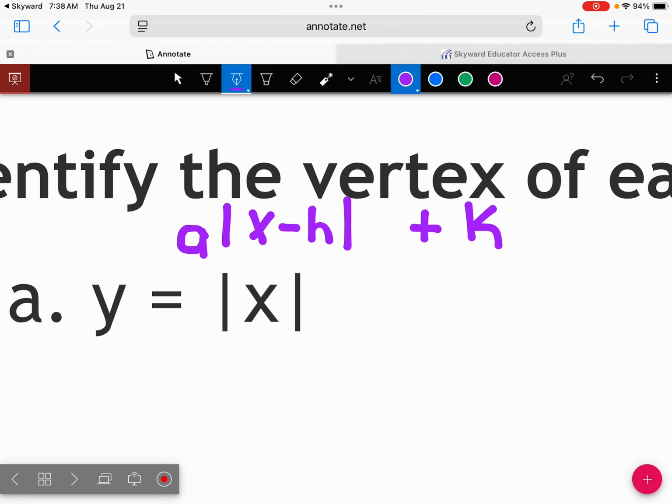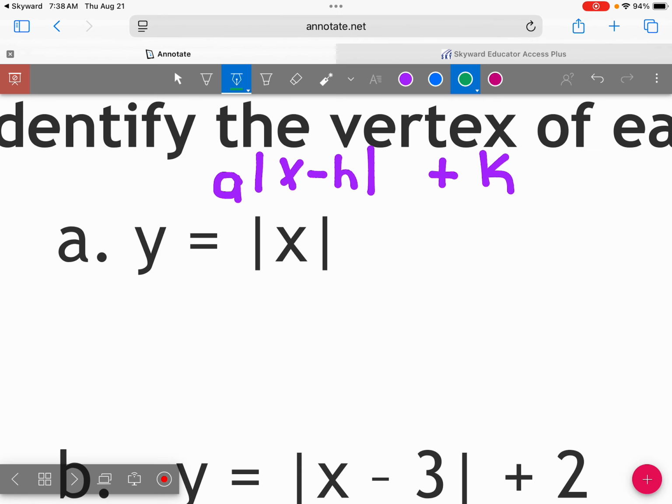Because I want to know what h is. We're going to see if we can figure out what h equals. And I want to know what k equals. So on this very first one, what number is being subtracted from x inside the absolute value? Or what's being subtracted from x? Is something being subtracted from x? No, nothing is being subtracted from x, right?